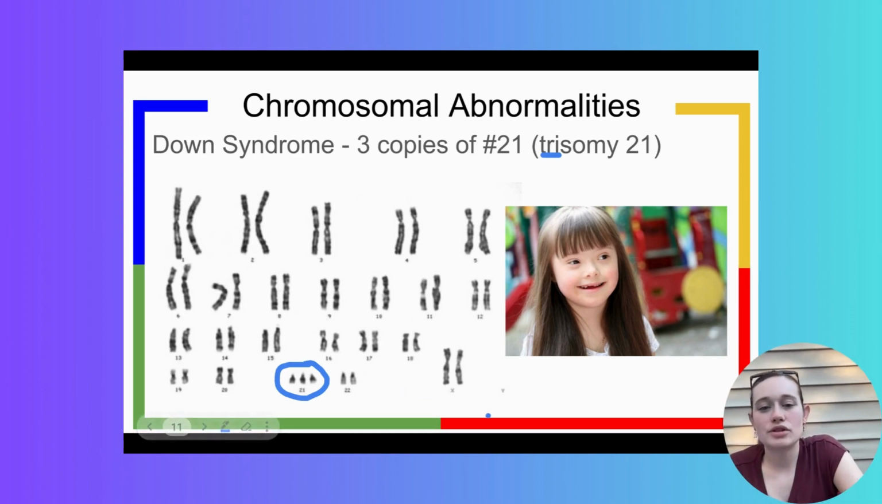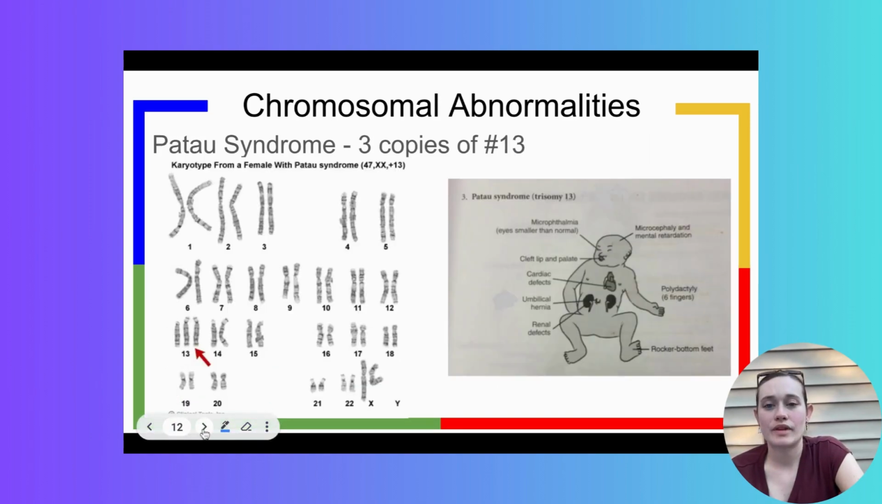The other thing to look at in this karyotype is that we have 2 X chromosomes, so XX, which means they are female. They have an extra copy of number 21, and this syndrome is called Down syndrome. The other one we're going to look at is Patau syndrome. Patau syndrome is where there are 3 copies of chromosome number 13. You can see it right here, chromosome number 13, there's an extra copy. Everything else is in pairs.